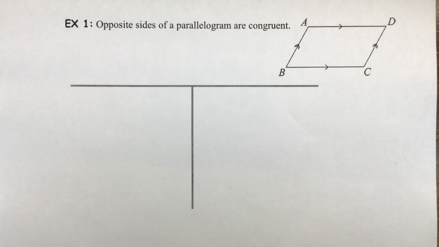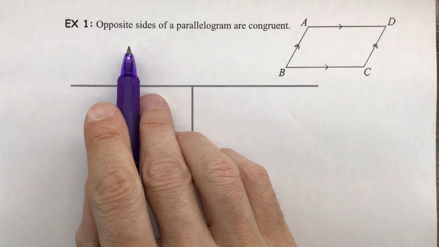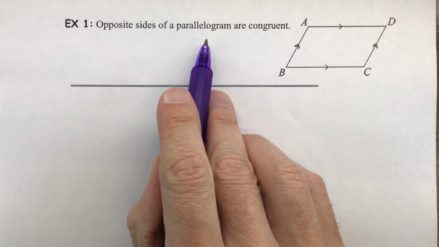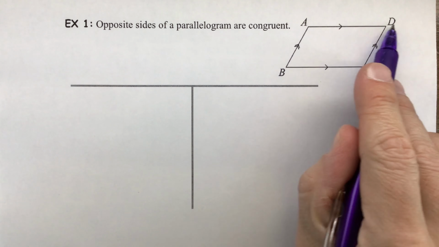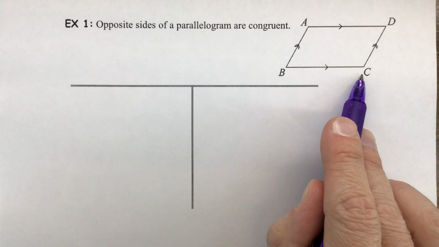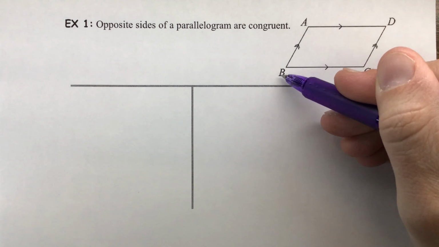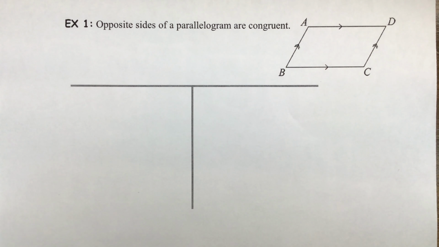All right, for example one, let's go ahead and prove that opposite sides of a parallelogram are congruent. Okay, we're going to prove that AD is congruent to BC, and at the same time, we're going to prove that AB is congruent to DC.